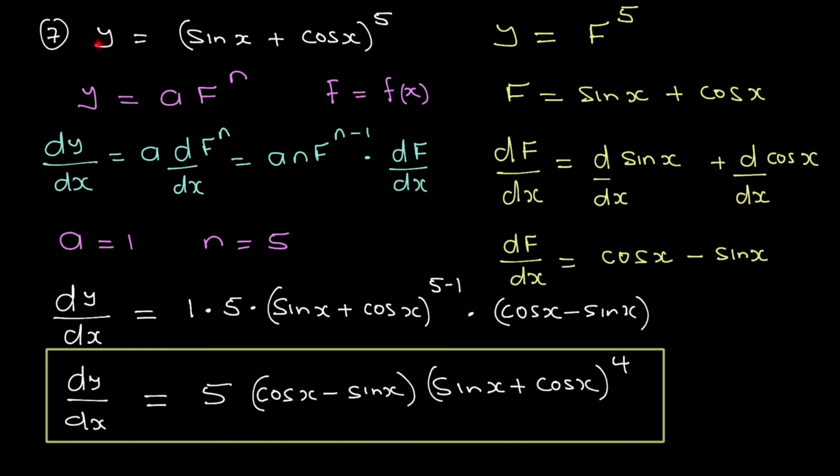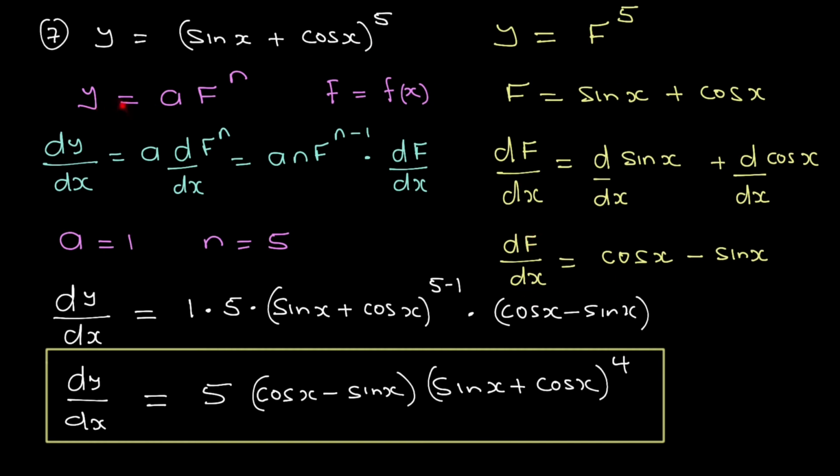Question 7, y equals sine x plus cos x to the power 5. So all I've done is y equals f to the power 5. F is sine x plus cos x. The df dx is the d sine x over dx plus the d cos x over dx. Well, if I differentiate sine x, I get cos x. If I differentiate cos x, I get minus sine x. So that's the df dx.